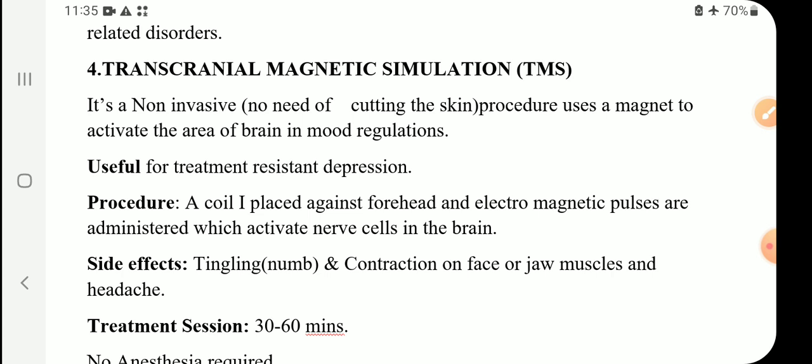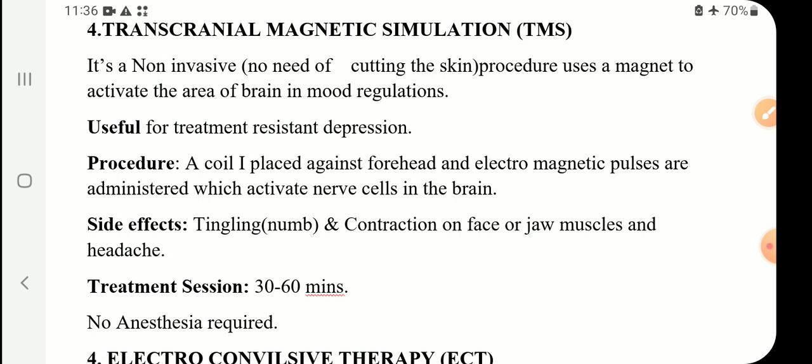The procedure is non-cutting, no cutting of the skin is needed, and they will use a magnet to activate the area of the brain in mood regulation. So this is a non-invasive procedure, and it is mainly useful for treatment resistant depression. When I say treatment resistant depression, it means the patient does not respond to treatment. So this is mainly useful for those kinds of patients.